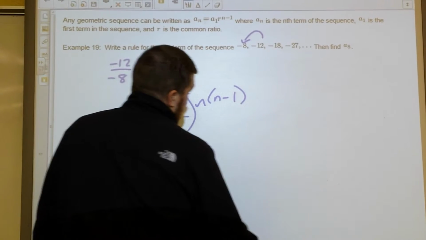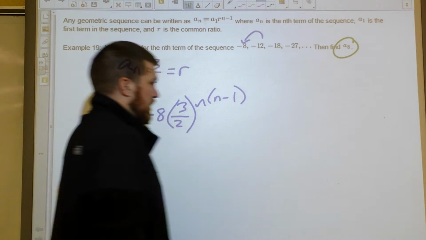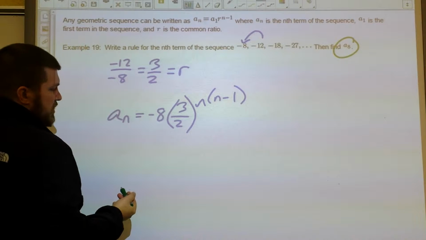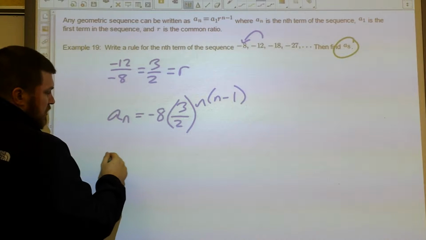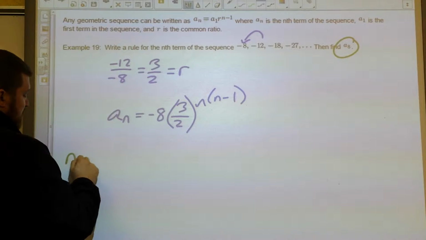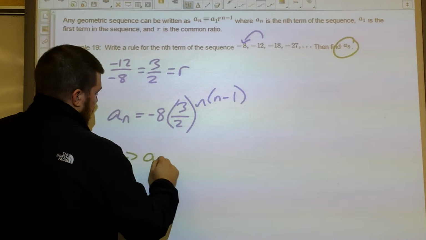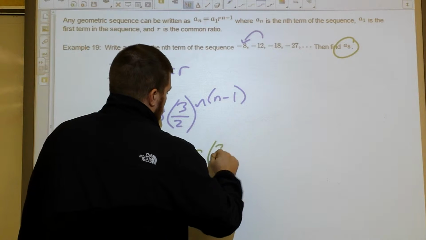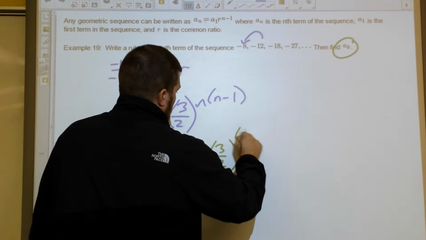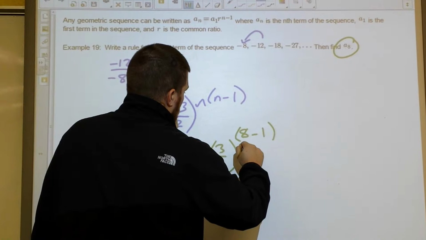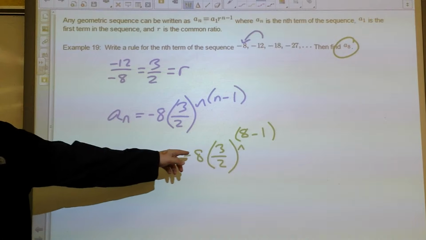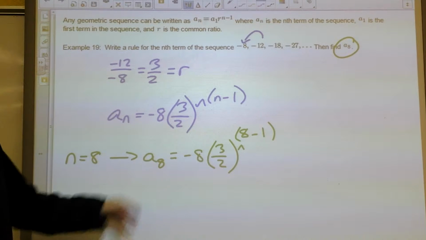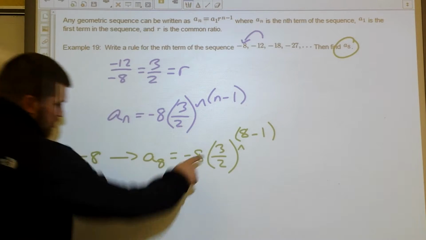Okay, now for the second part, we want to find a sub 8. So we're going to use this formula. This was the rule for the nth term of the sequence. So now I want to find the 8th term of the sequence. So here, n is 8. So that means I'm trying to find a sub 8, which is going to be -8 times 3/2 to the 8 minus 1 power. Again, that's up in the air. And I'm just going to type this in. So what I'm finding is in the 8th house, who lives there. Okay? So I'm going to just use my calculator now.